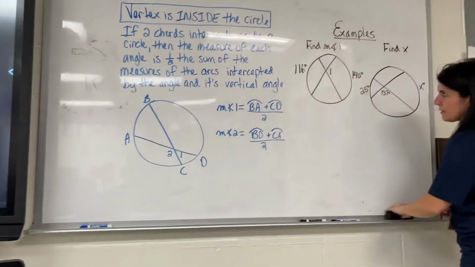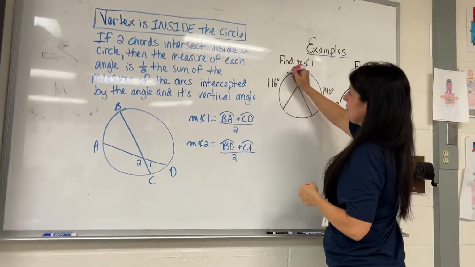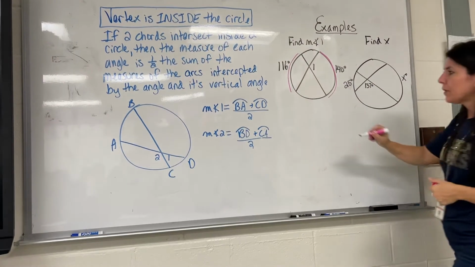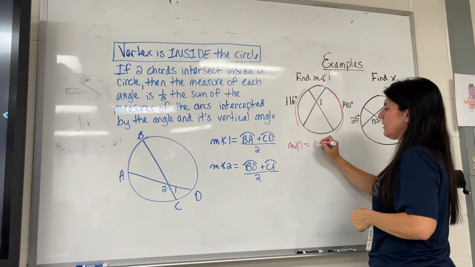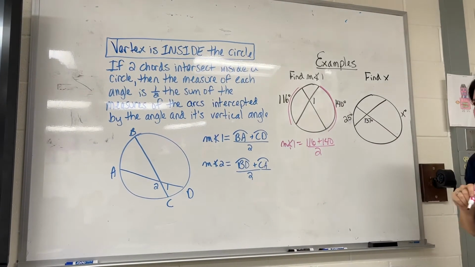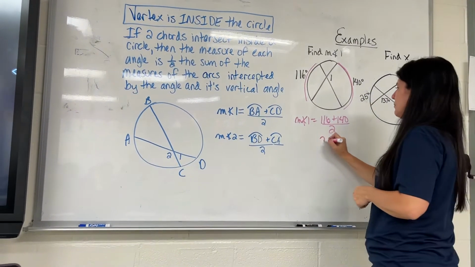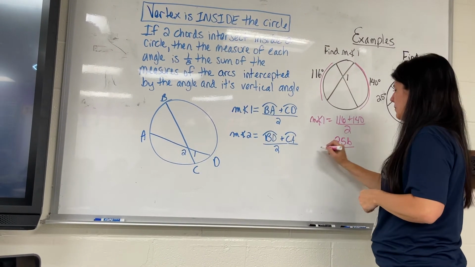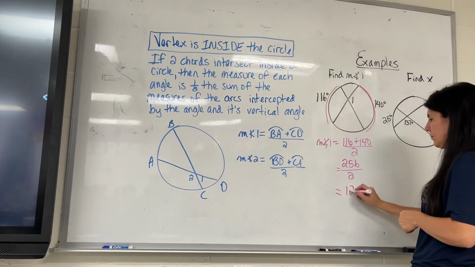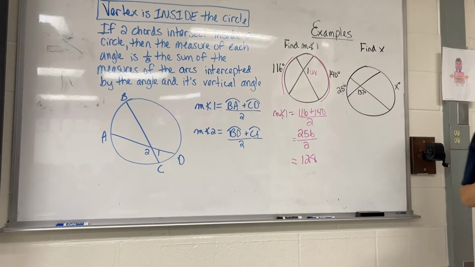So the first one, they're asking us to find the measurement of this angle. So the measurement of that angle is these two arcs that are associated with that angle. We're going to add them and divide by 2. So the measurement of angle 1 is 116 plus 140 divided by 2. What's 116 plus 140? What does that give me? 256 divided by 2? 128. So this angle is 128, and again, that vertical angle would be the same.